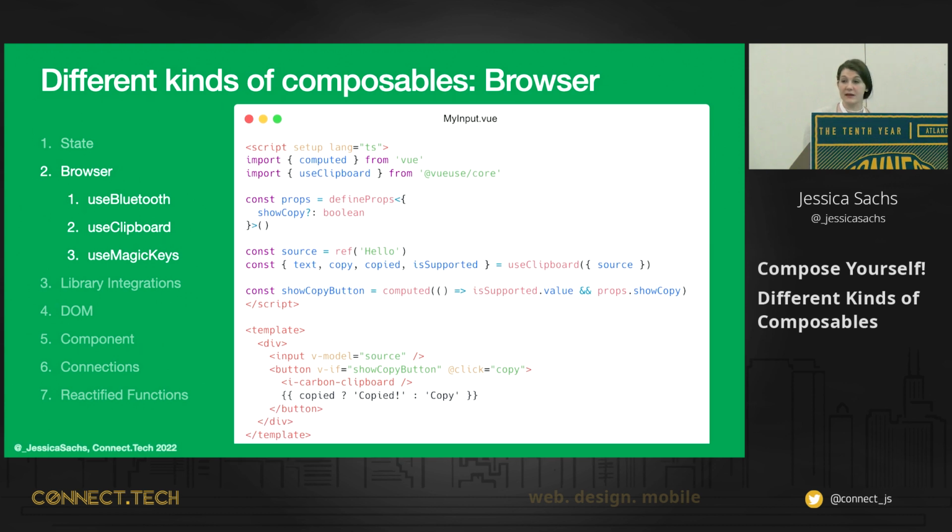So here's an example of my input and how I would use clipboard. I might have my input with a show copy button. So visualize an input with a clipboard icon on the right. And you could say, iCarbon clipboard, which is the icon. And if you have the show copy button, you're going to click on it and say copy. And that will change the text inside of the, like some helper text.